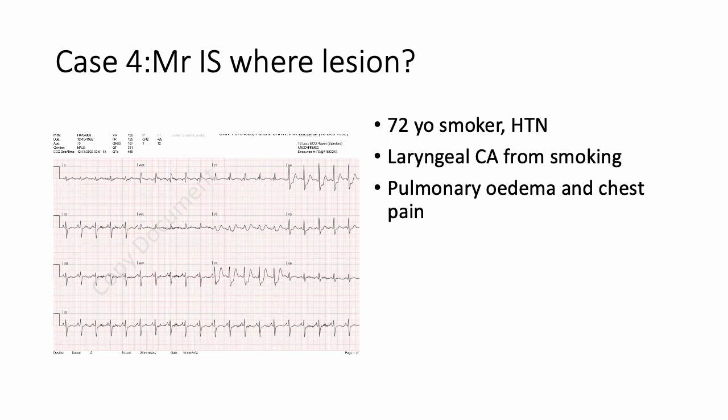So here's another one. This one's a bit different. 72-year-old guy, got laryngeal cancer from smoking, comes in with pulmonary edema and chest pain. What do you think? ECG? Any ST elevation anywhere? So there's just this ST depression. No, another one. This one. So you see the ST segments are right down there, okay? So you think, well, the artery's not occluded, maybe it's just ischemia.